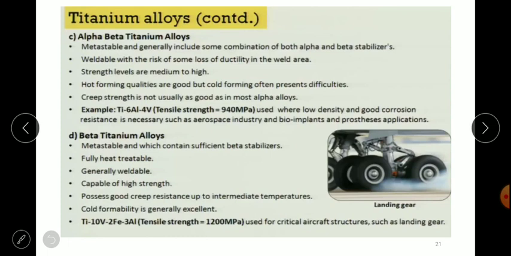Third one, alpha-beta titanium alloy. Its example is medical applications. Specific example you have to understand: alpha-beta titanium alloy is used for medical applications, that is bio implants and prosthesis. Next, last one, beta titanium alloy, specifically used for critical aircraft structures or landing gears, since it possesses very good creep resistance. That's why it is used for this type of application.